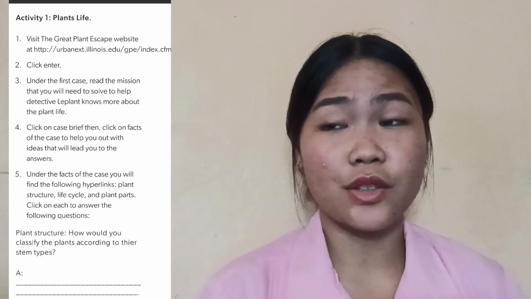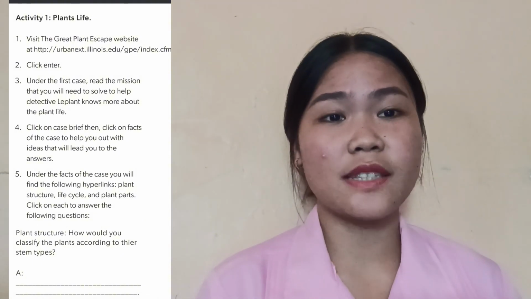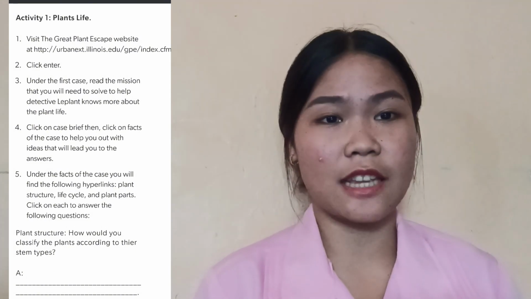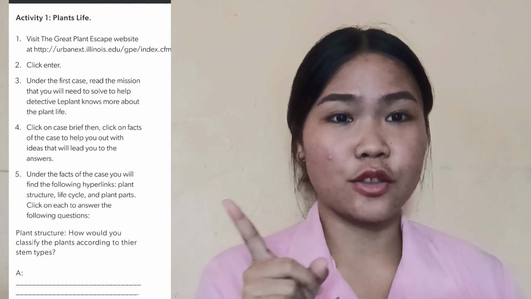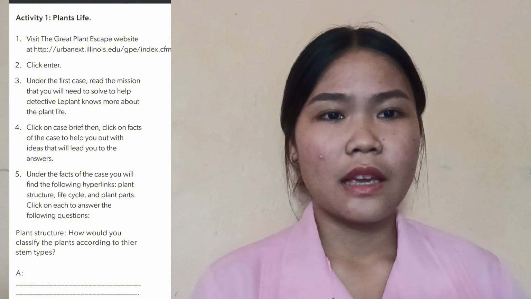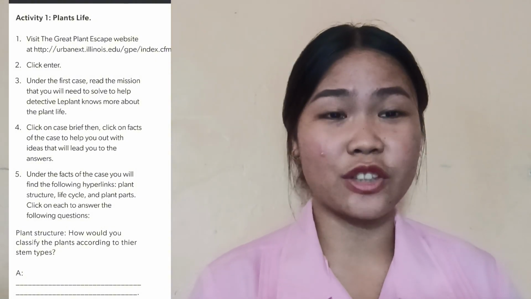So, we have an example here. You give the link to your students, then the students open the link you gave them, and then the page appears with the content of the links. Activity 1. Since the example was originally science, I related it to math. So for example, activity 1, quadrilaterals.